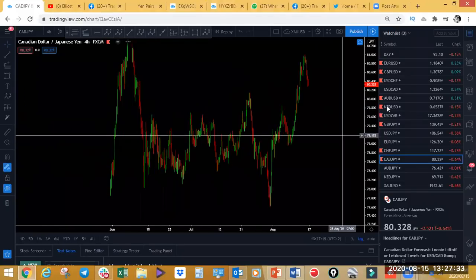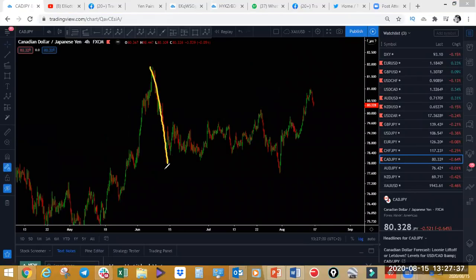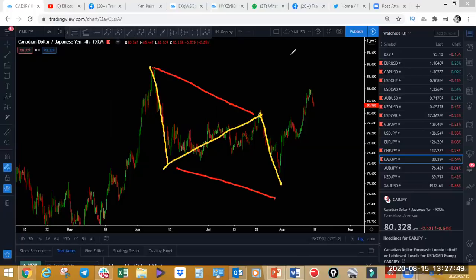All right, so this is CAD yen. If we look at CAD yen, the structure is simple. At this point, we're looking at this one. This is a three-way move that you see similar to US dollar yen. US dollar yen, we're looking for this one as a corrective structure and this one to continue with this move that started here at the bottom. Okay, so we're looking for that.